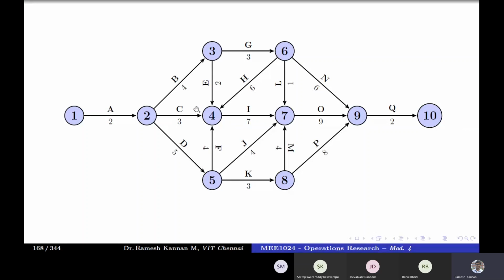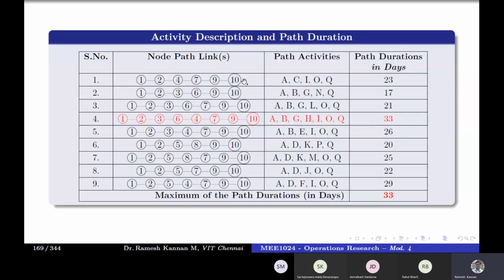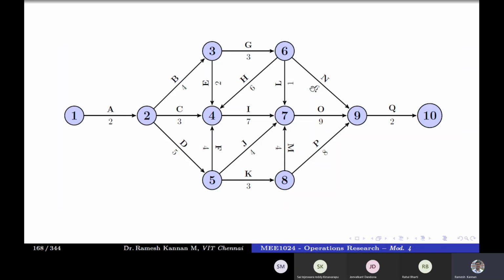Okay. So probably these are the different possible paths. I've just written the node links and the activities embedded within each path. For example, for 1, 2, 4, 7, 9, 10, the activities concerned will be A, C, I, O, Q. And when you add all the durations of that path, 2 plus 3 is 5, 5 plus 7 is 12, 12 plus 9 is 21, and 21 plus 2 is 23. So this is a path that consumes 23 days.